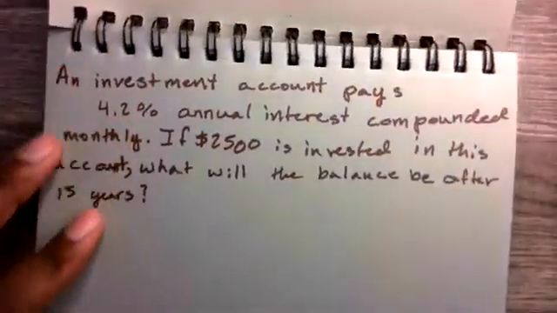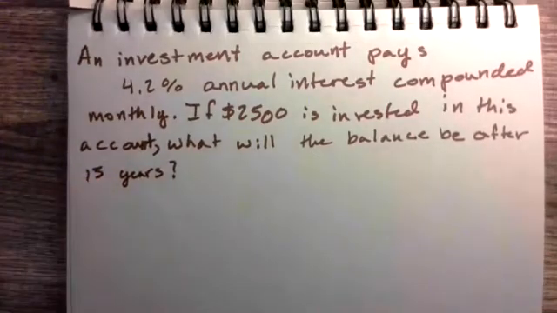Let's do a problem. An investment account pays 4.2% annual interest compounded monthly. That's not a really great investment unless it's like an annuity or something, I suppose. If $2,500 is invested in this account, what will be the balance after 15 years? All right, this is a great question.